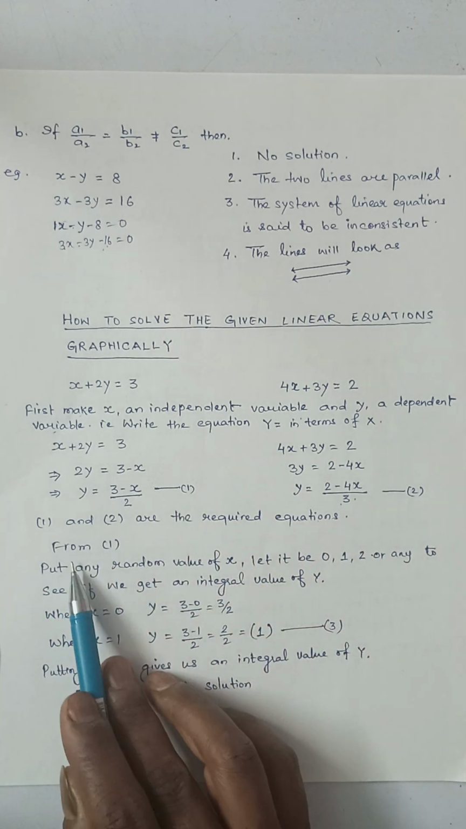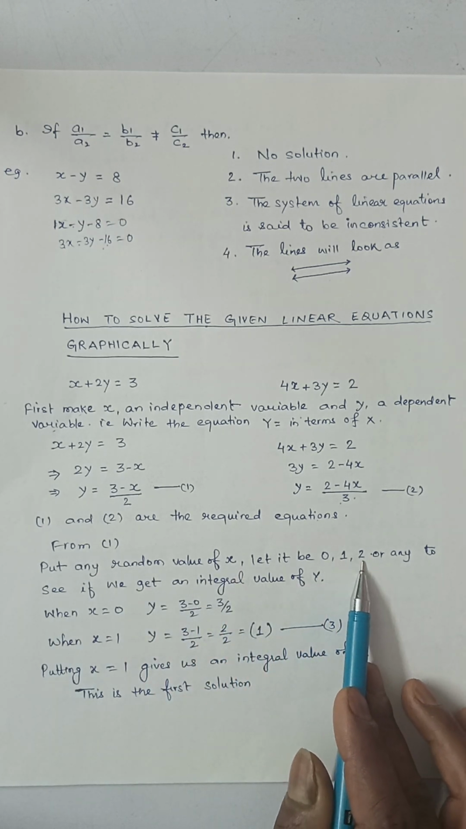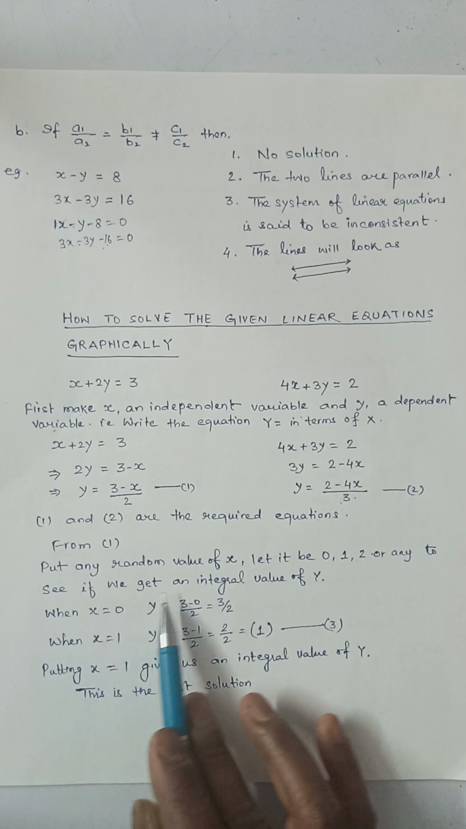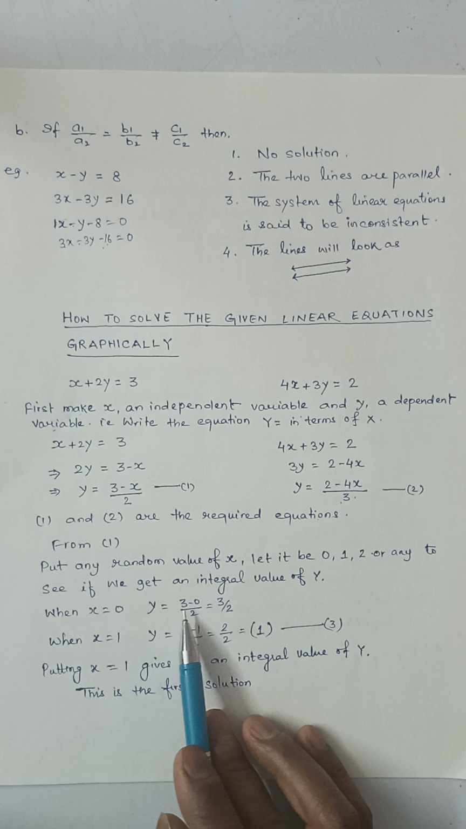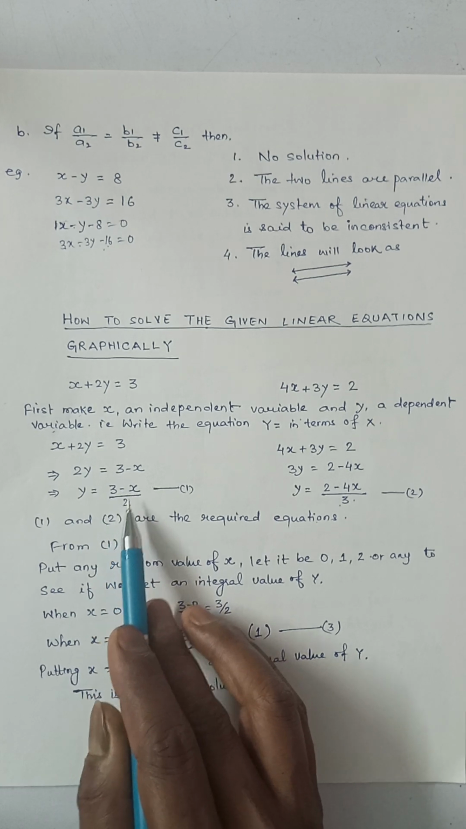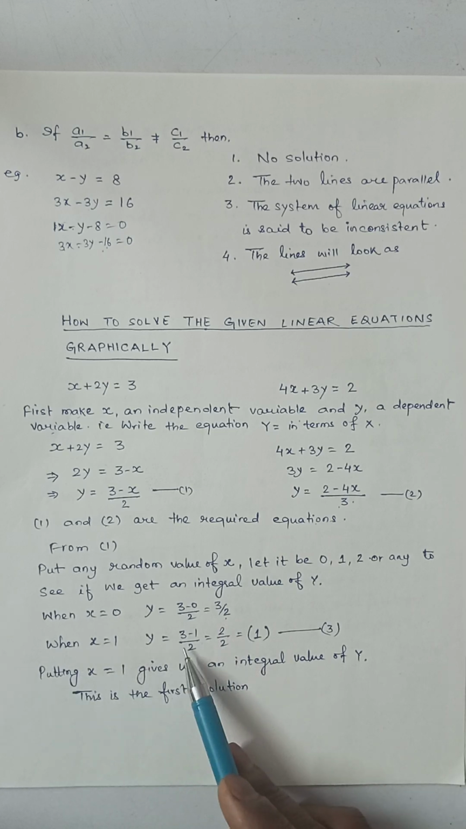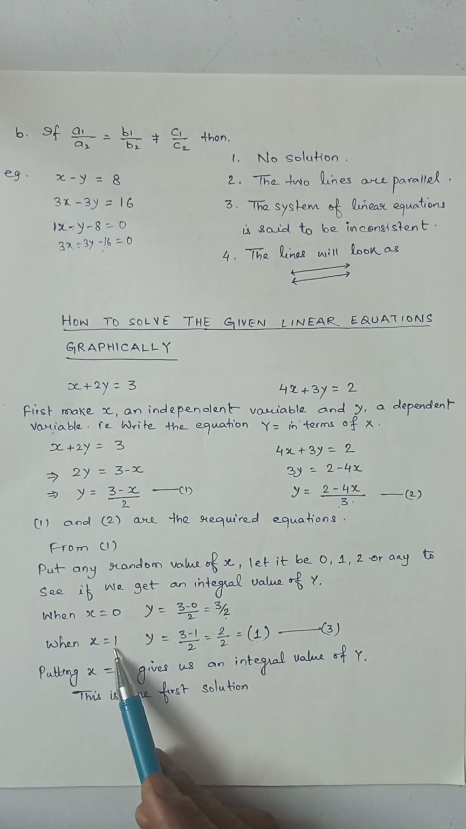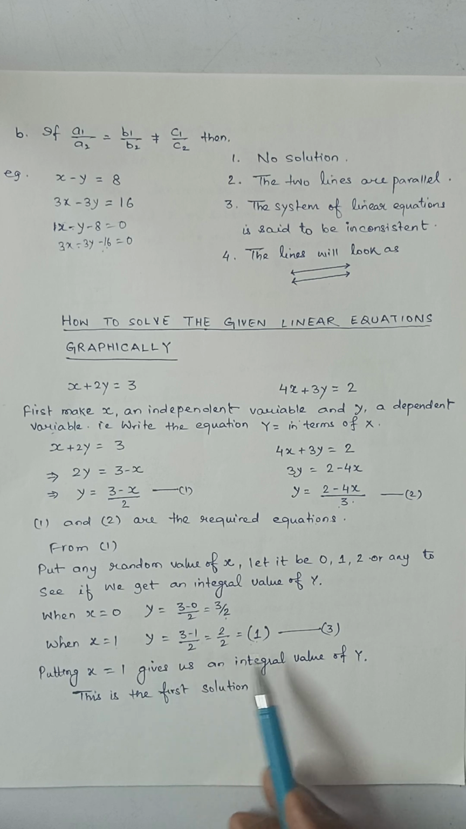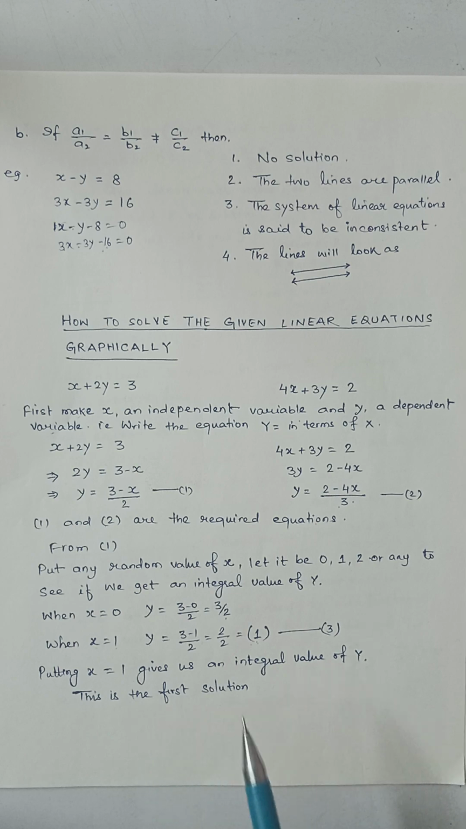From equation 1, put any random value of x, let it be 0, 1 or 2 or any other number, to see if we get an integral value of y. When x equals 0, we get y equals (3 minus 0) by 2. It is not an integral number, it is a fraction. When x equals 1, y equals (3 minus 1) upon 2, that is 2 upon 2 equals 1. This becomes an integral number. So we have come to know that the integral value of x equal to 1 will also give an integral value of y equals 1. So putting x equals 1 gives us an integral value of y. This is the first solution.